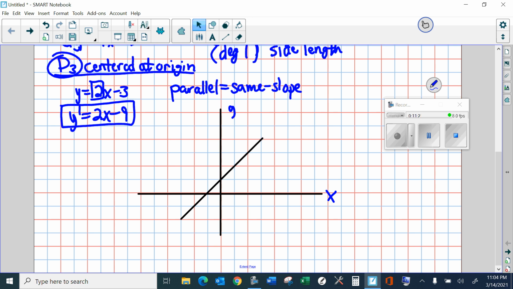Okay. What's the equation of this line? Well, I should easily be able to figure that out. I see my y-intercept is positive 1. The slope is up 1, right 1. So the equation of that line is y equals x plus 1.